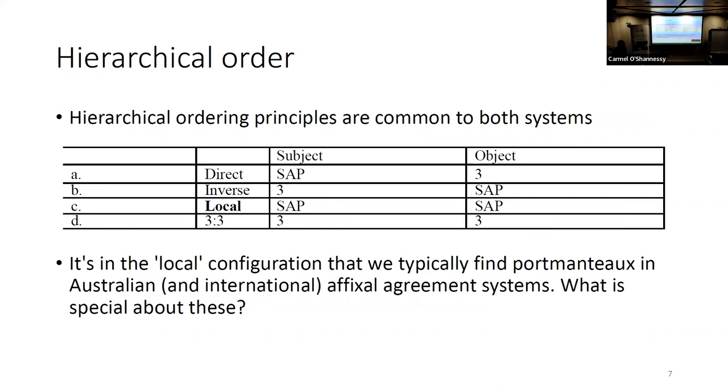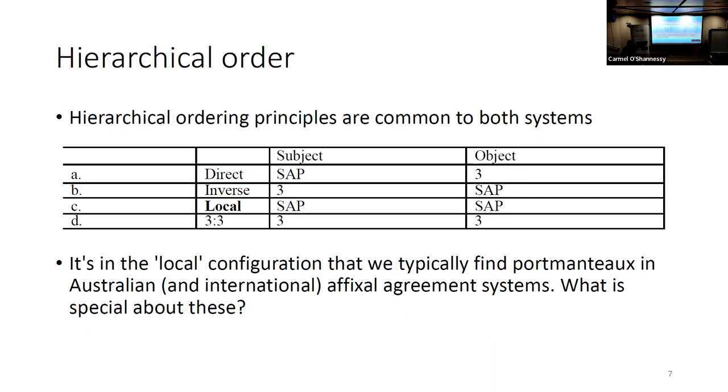Hierarchical ordering is common to both those kinds of systems, and it's useful to use these kinds of terms to distinguish those different kinds of configurations of arguments. So this is taken from the American structuralist tradition that started with Sapir, I guess, looking at Algonquian languages. A direct system is one where a speech act participant, so a first or second person argument, is in subject role, and the object is expressed by a third person category. An inverse system is the opposite of that. So the SAP argument is an object role, and the third person argument is a subject role.